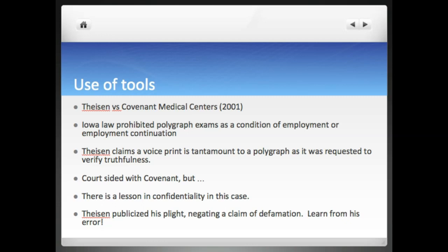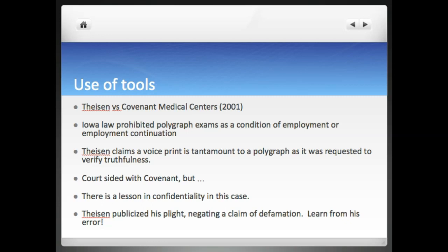So on the use of tools, you've got to be careful about what your state or your local laws may say about use of polygraphs. You can't threaten a polygraph in Iowa because you can't use one. If you were to say, well, you're willing to take a polygraph on that, I suppose you could say that. The person could say no, and you couldn't hold it against them. But you couldn't say, we're going to give you a polygraph, because what you'd be saying is we're going to violate the law.